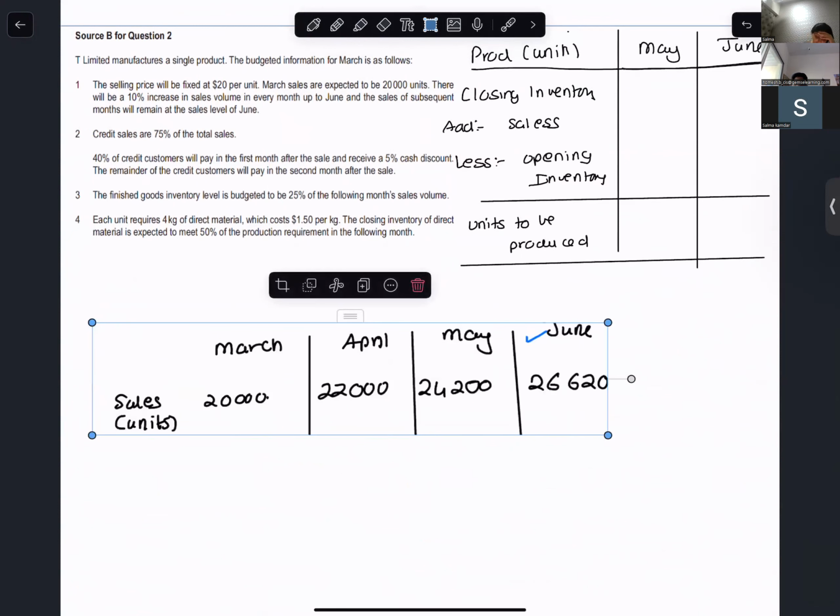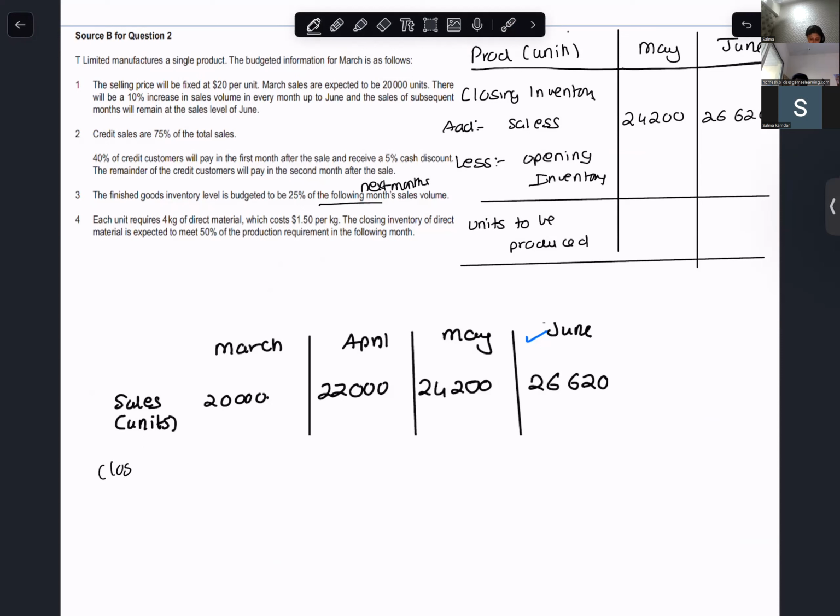Finished goods inventory is budgeted to be 25% of the following month's sales volume. Okay, following month means what? The next month's sales. So when I talk about the closing inventory, the closing inventory would be 25% of the next month's sales. Okay, fine.